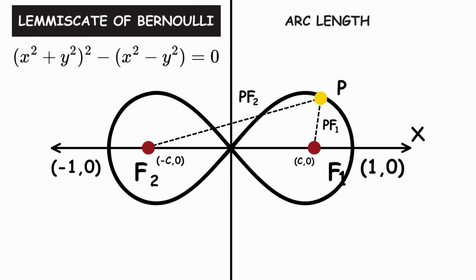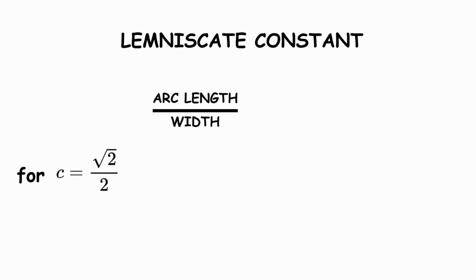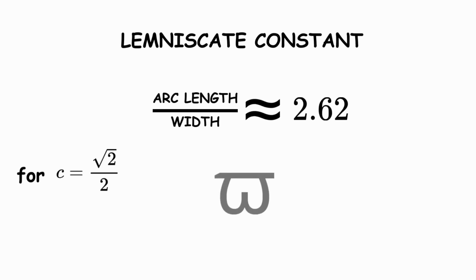If we take the arc length of this lemniscate, the distance along the entire curve, and divide it by its width, we get a number known as the lemniscate constant, about 2.62. This is denoted by a cursive Greek letter pi. It is equal to half the lemniscate's arc length.